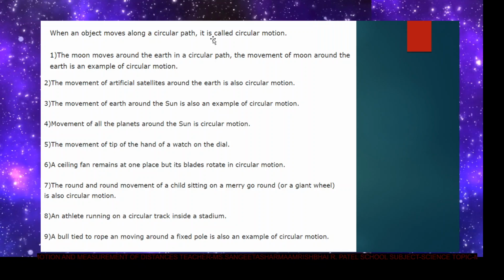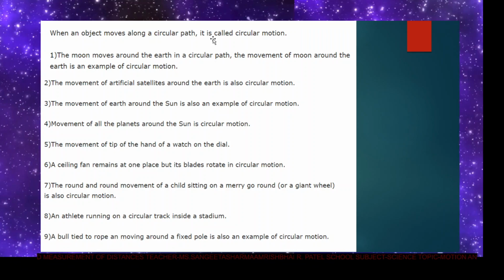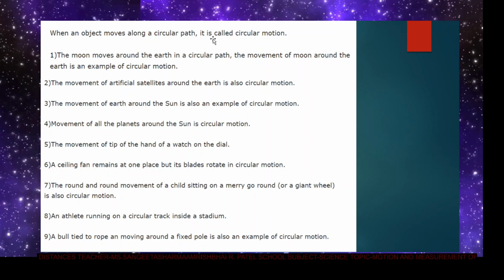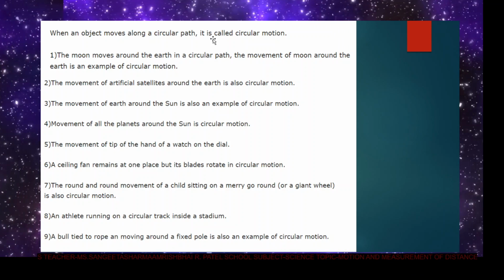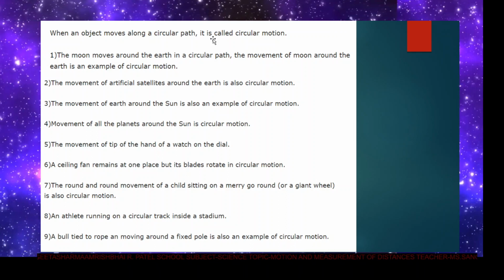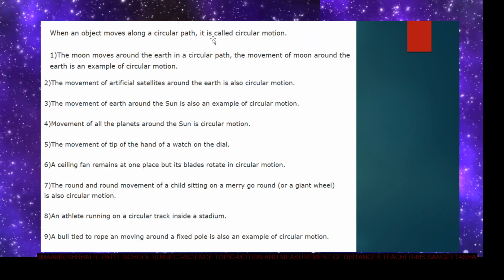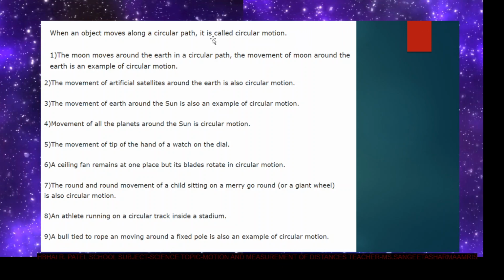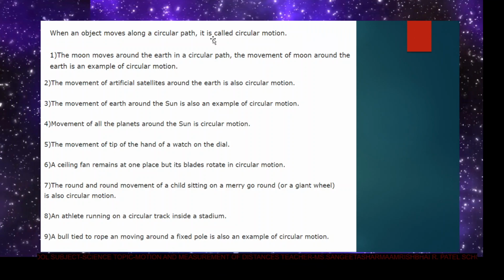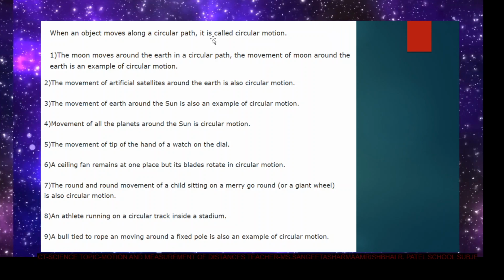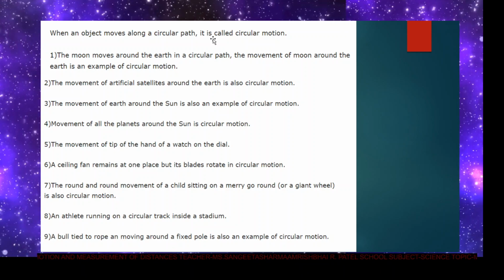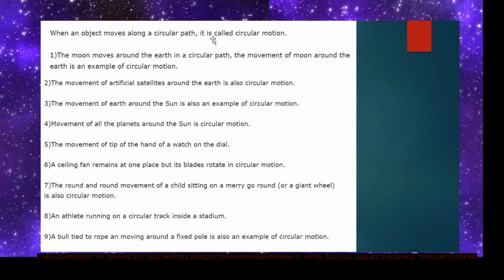And you can say that the movement of all the planets. I have given you an example. You can give any one example when you are writing about the circular motion. All the planets are moving around the sun in a circular path, so their movement will be the example of circular motion. Like the moon is moving around the earth, that is circular motion. Earth is moving around the sun, that is also the example of circular motion. You can take the example of any planet that is moving around the sun, that will be the example of circular motion.